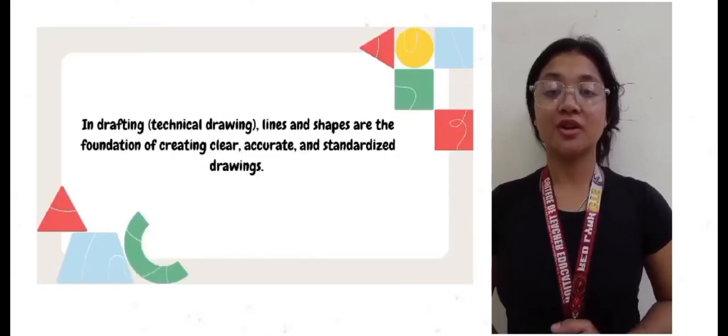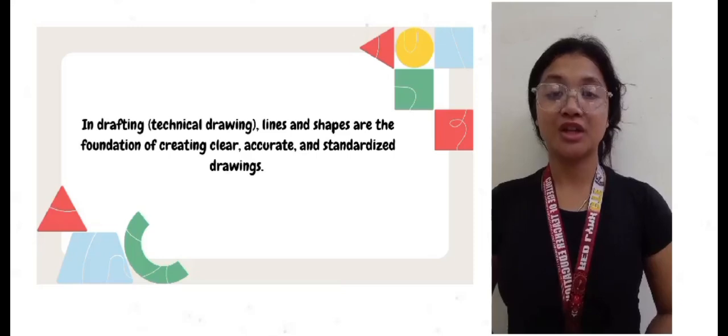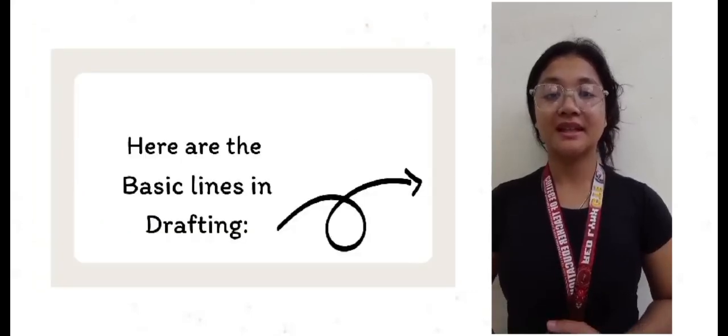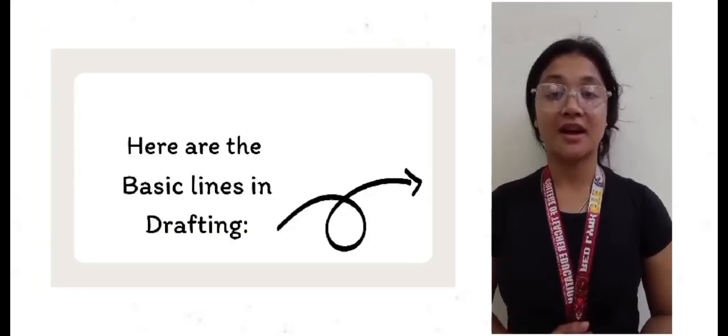In drafting, also known as technical drawing, lines and shapes are the foundations of creating clear, accurate, and standard drawings. Each type of line and shape has a specific meaning and purpose, so that the drawing can be easily read and understood by anyone. So here are the basic lines in drafting and their examples.